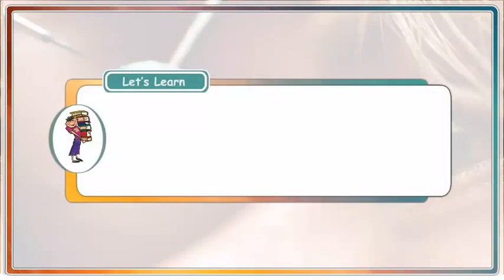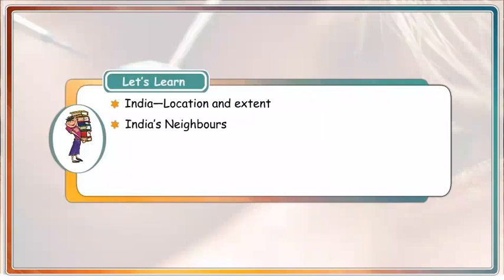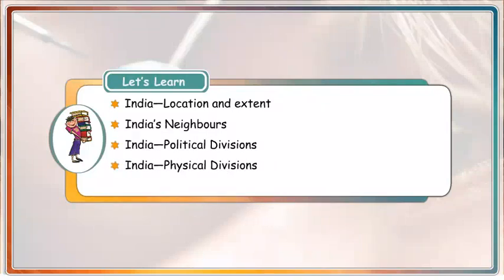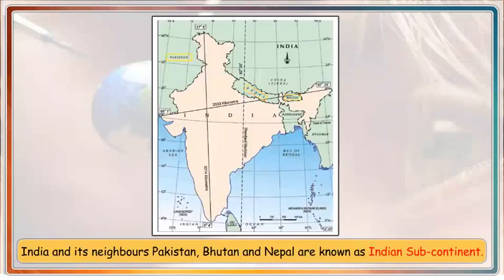Chapter 7. Our country, India. Let's learn. India, location and extent. India's neighbors. India, political divisions. India, physical divisions. India and its neighbors, Pakistan, Bhutan and Nepal are together known as the Indian subcontinent.